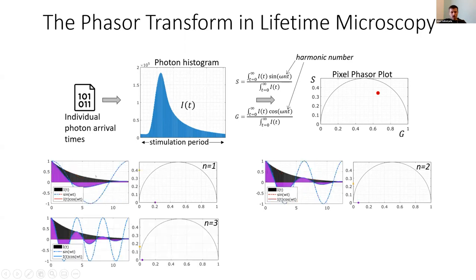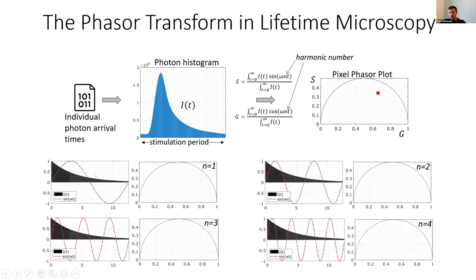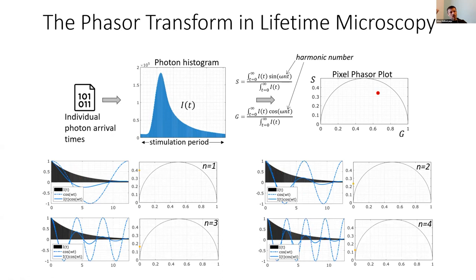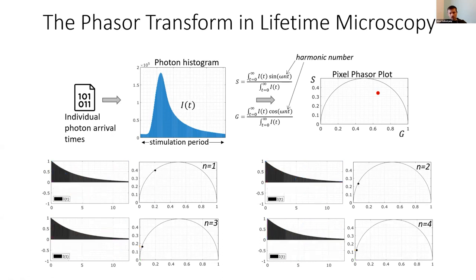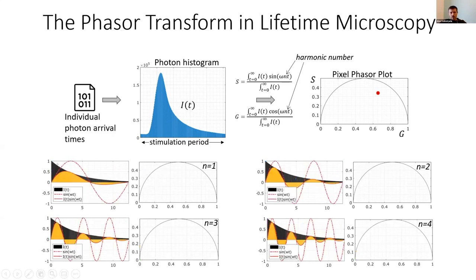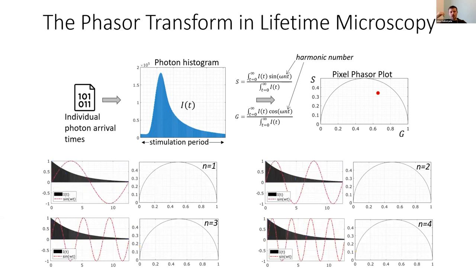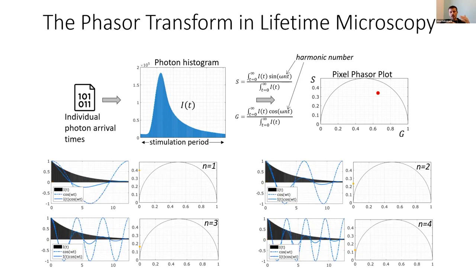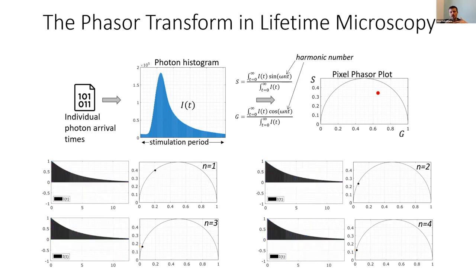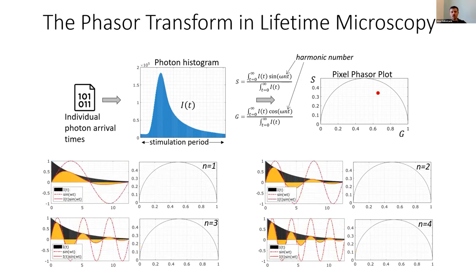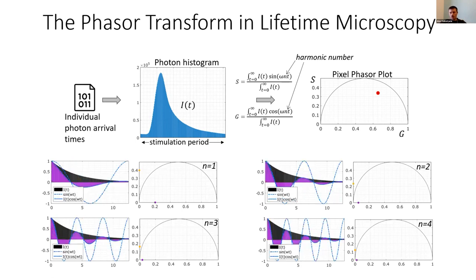If you do it for n equals 3 or n equals 4, what you see is that the points are gradually moving to the origin. And this makes sense because as you have more and more lumps in your trigonometric function, the negative and the positive parts tend to compensate each other. And at the end, with n equal to a very high number, you basically get 0 for both components.